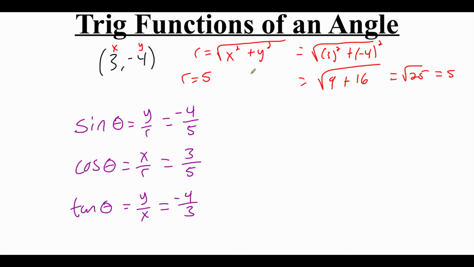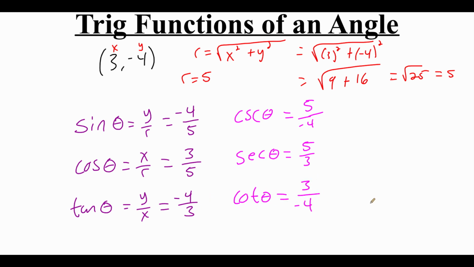And then we've got our reciprocal functions as well. So the cosecant of theta is just the reciprocal of the sine. So I'm going to take that answer that we got for the sine and just flip it over. So it's 5 over -4. The reciprocal of the cosine is the secant of theta. So if I flip over that answer, I get 5 over 3. And the reciprocal of the tangent is the cotangent of theta. So flipping that answer over, we get 3 over -4.